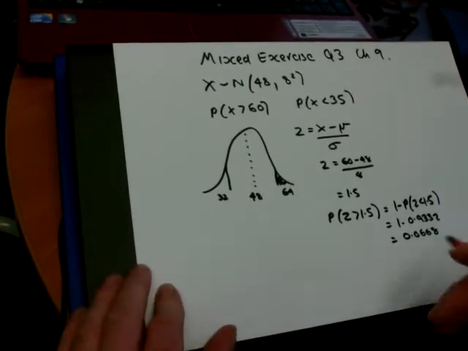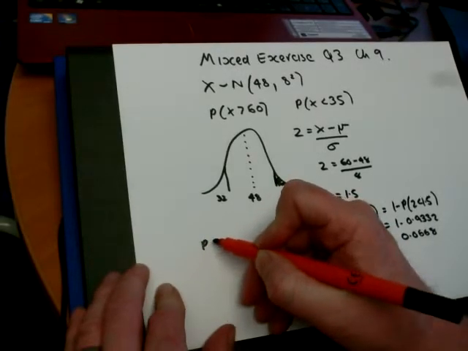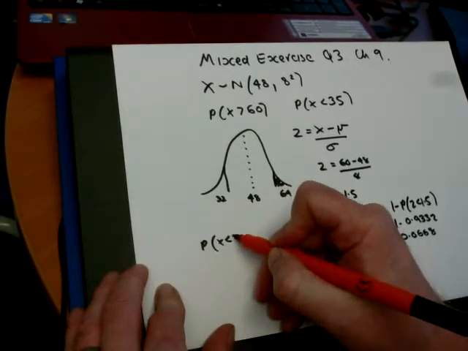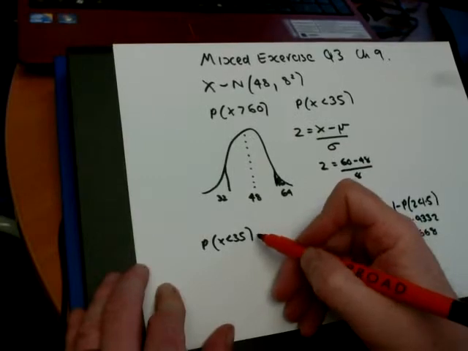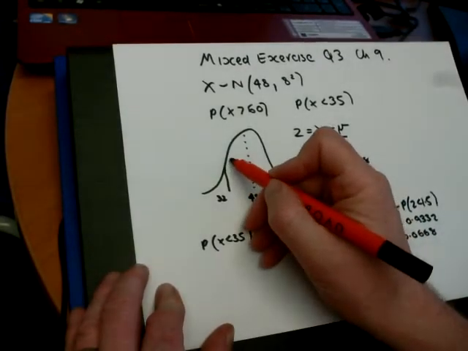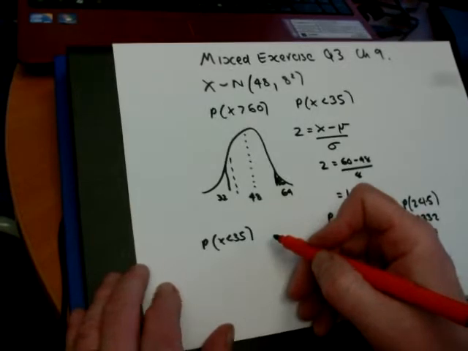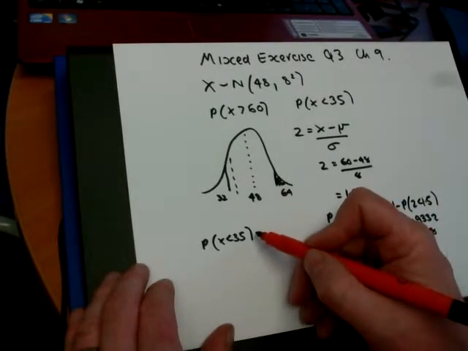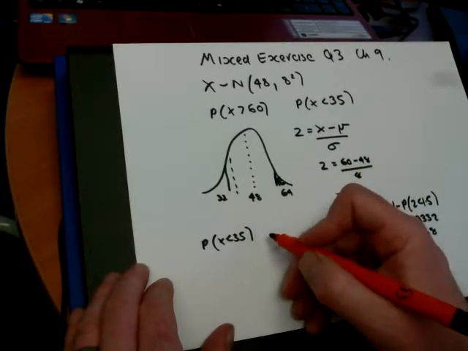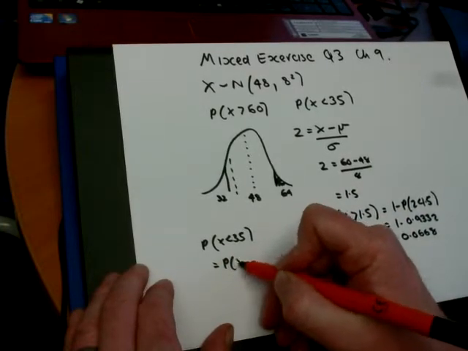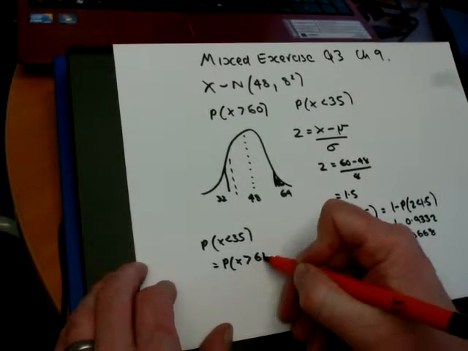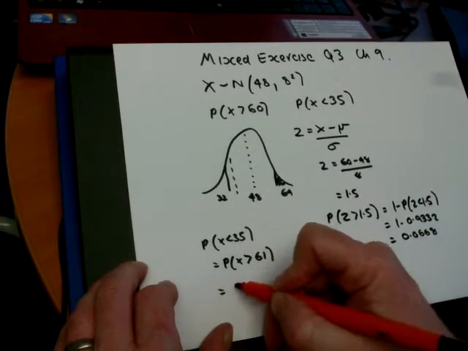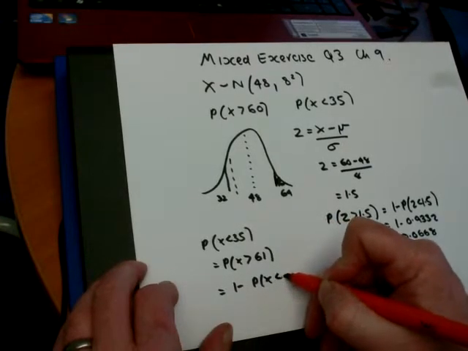So we go to the second part: the probability that x is less than 35. There's a couple of ways you can do this, but I like to use the symmetry. As 35 is 13 short of 48. So 35 up to 48 is 13. So add 13 onto 48. This will be exactly the same then as x is greater than 48 plus 13, which is 61. So this will equal 1 minus the probability that x is less than 61.